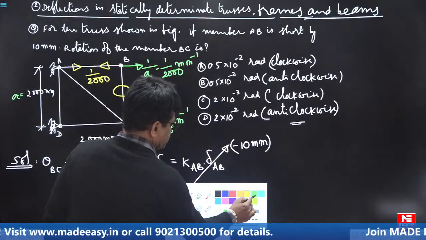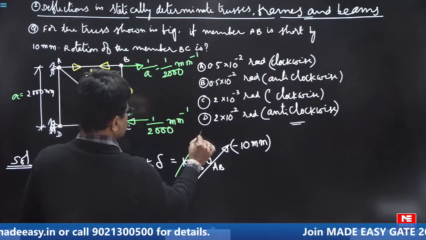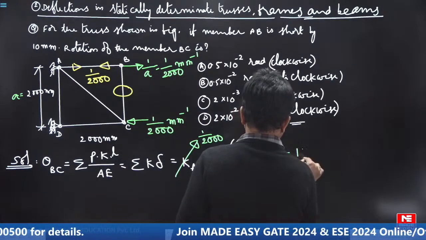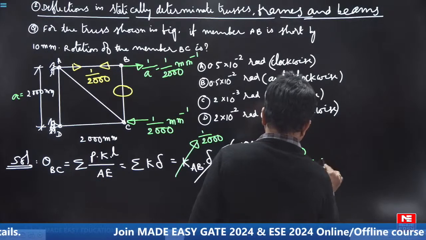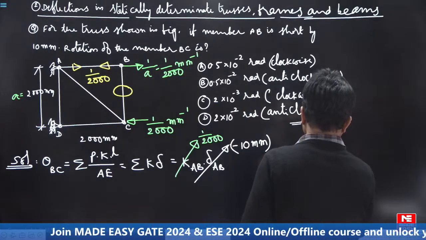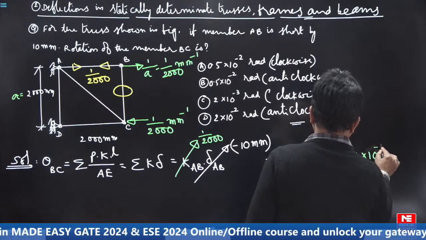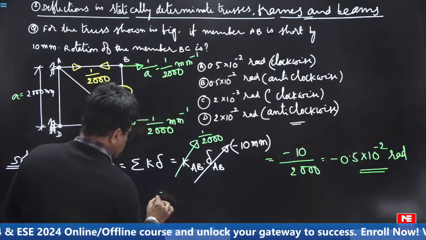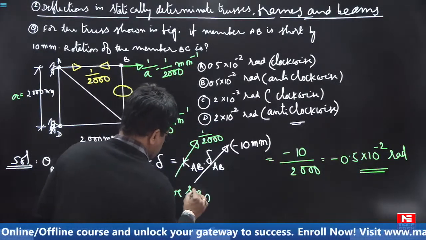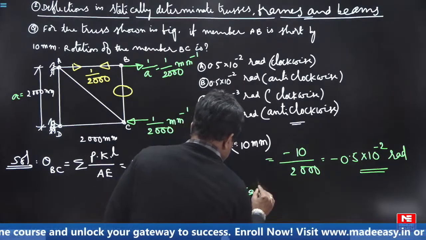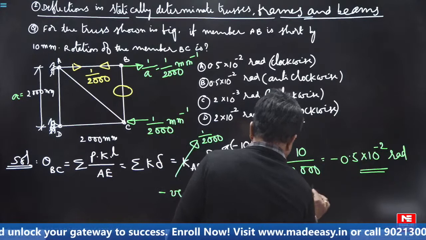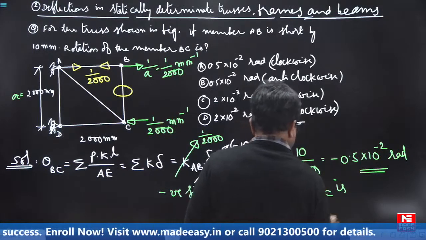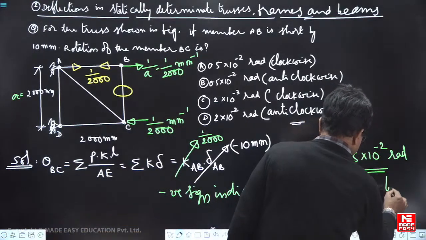What is KAB? 1 by 2000. So you will get minus 10 by 2000. In other words, 1 by 2 means minus 0.5 into 10 to the power of minus 2 radian. Negative sign indicates what? Anti-clockwise. Indicates that theta BC is opposite to unit couple.